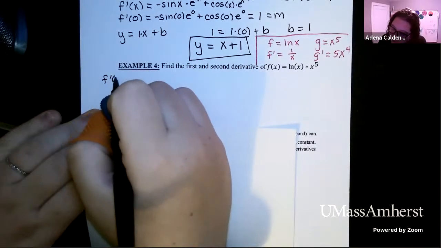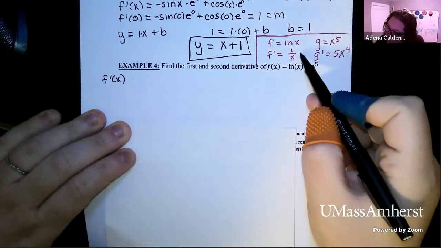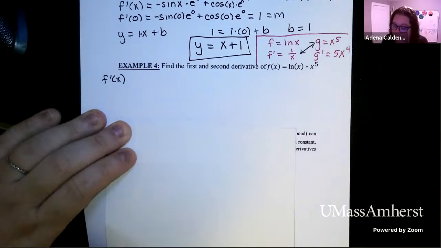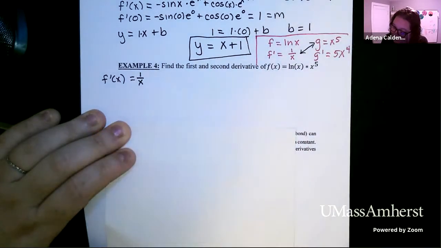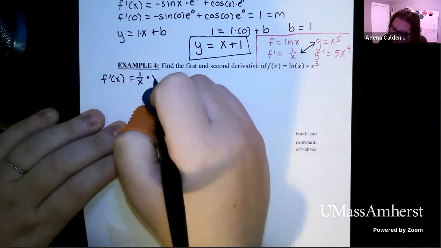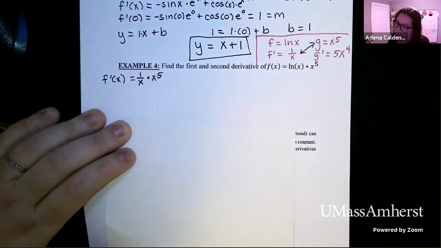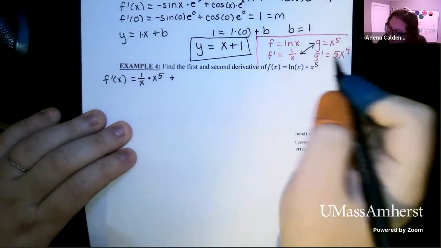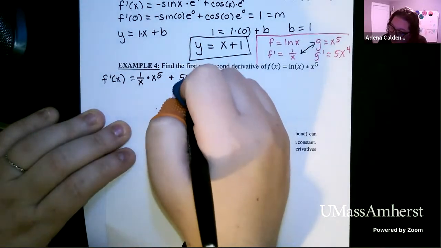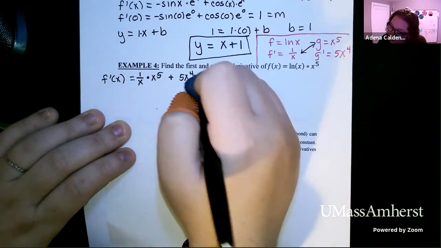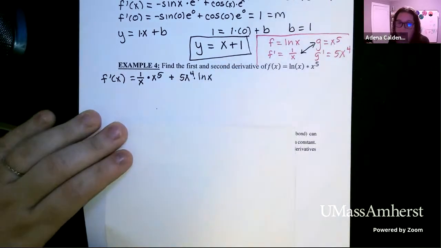And now I'm going to multiply these together to get my first derivative. So f prime times g. I'm going to set it up to multiply just as the rule is, and then I'll simplify. So f prime times g is 1 over x times x to the fifth plus g prime times f. So 5x to the fourth times ln x.